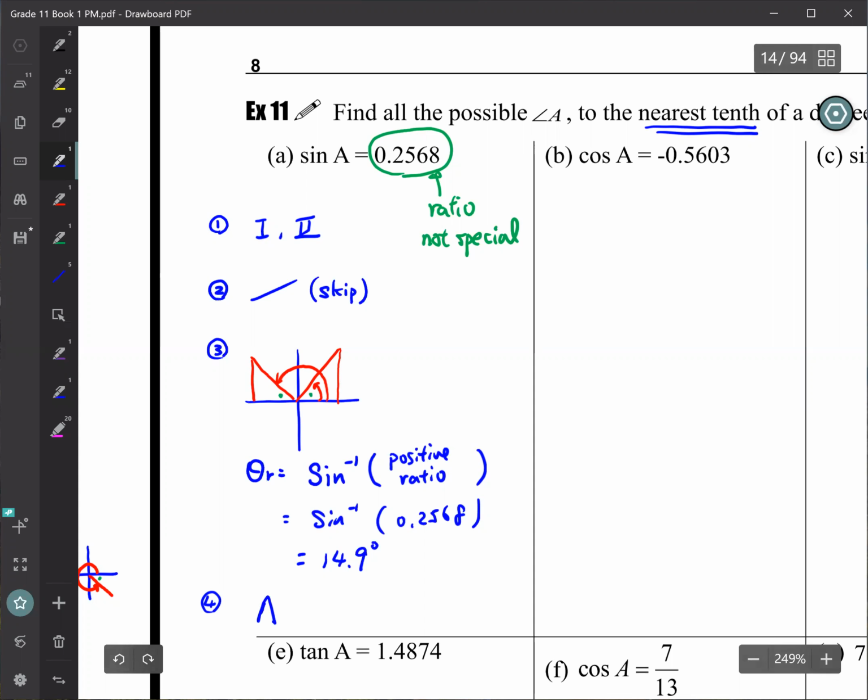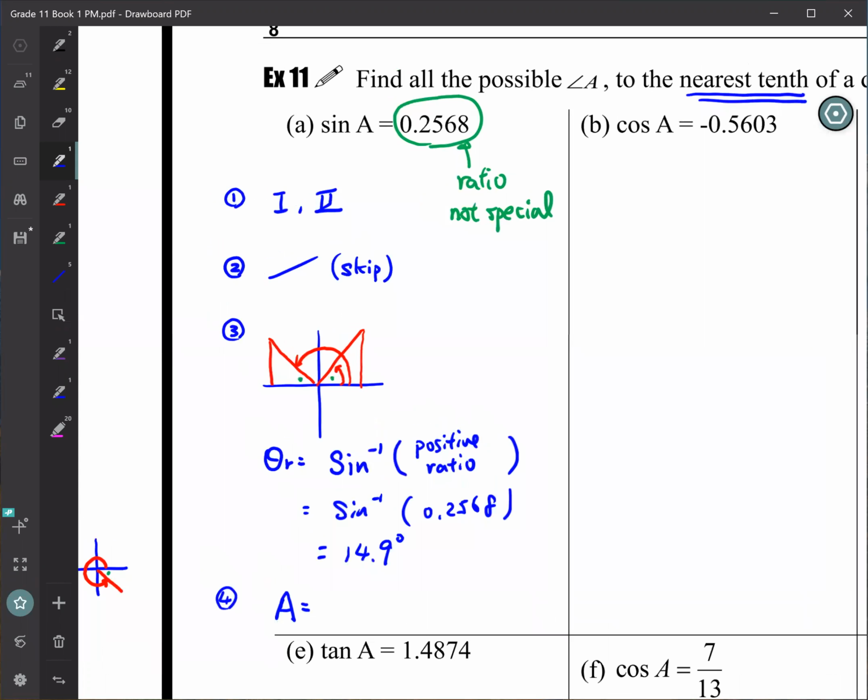This is angle A, because the letter they use is A. So what's the answer for the first angle? Angela? How big is the angle in quadrant 1? 14.9. Yes, okay, that one you don't need to do anything. It's the same as the reference angle. Second answer. What's the answer for the second one? Elaine?